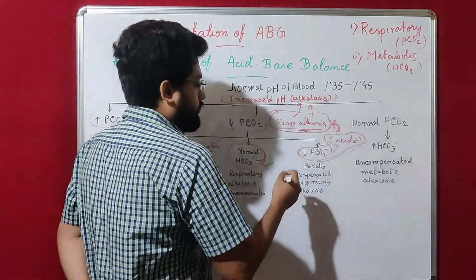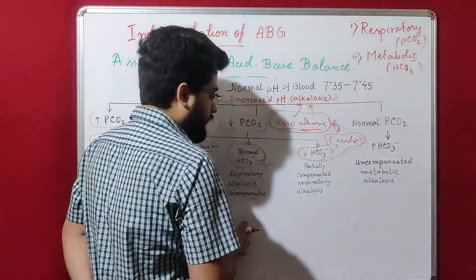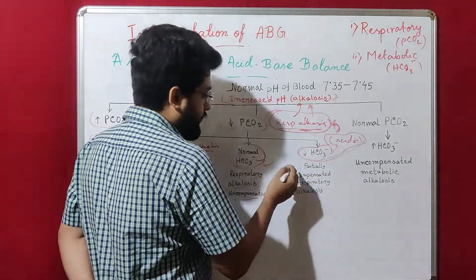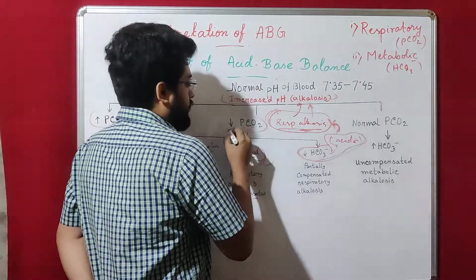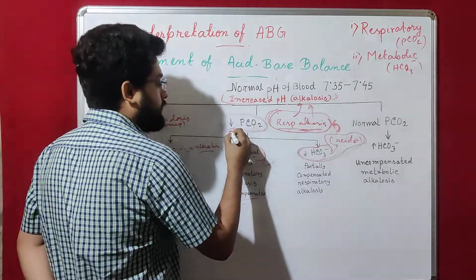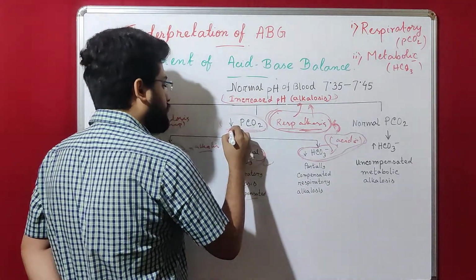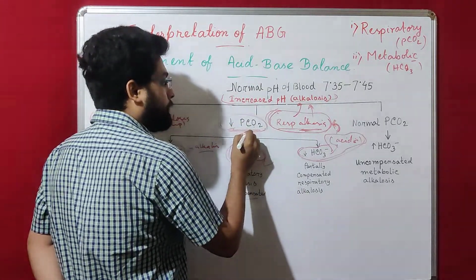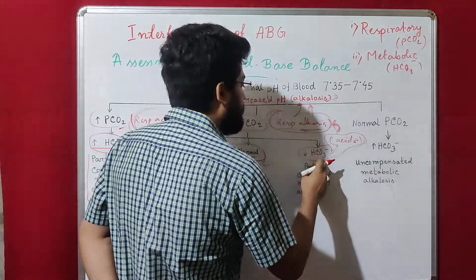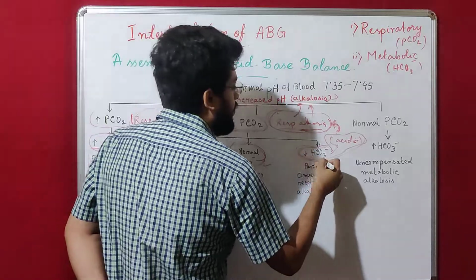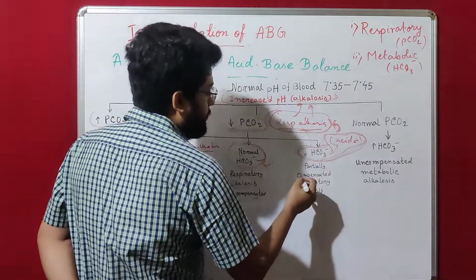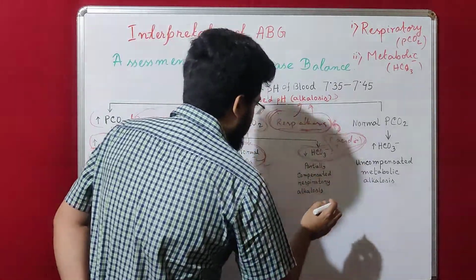So the compensatory mechanism is again partial, and in this case the factor which is causing alkalosis is the decreased amount of PCO2. That means it is respiratory alkalosis, and it is partly compensated by the metabolic acidosis. So it is partially compensated respiratory alkalosis.